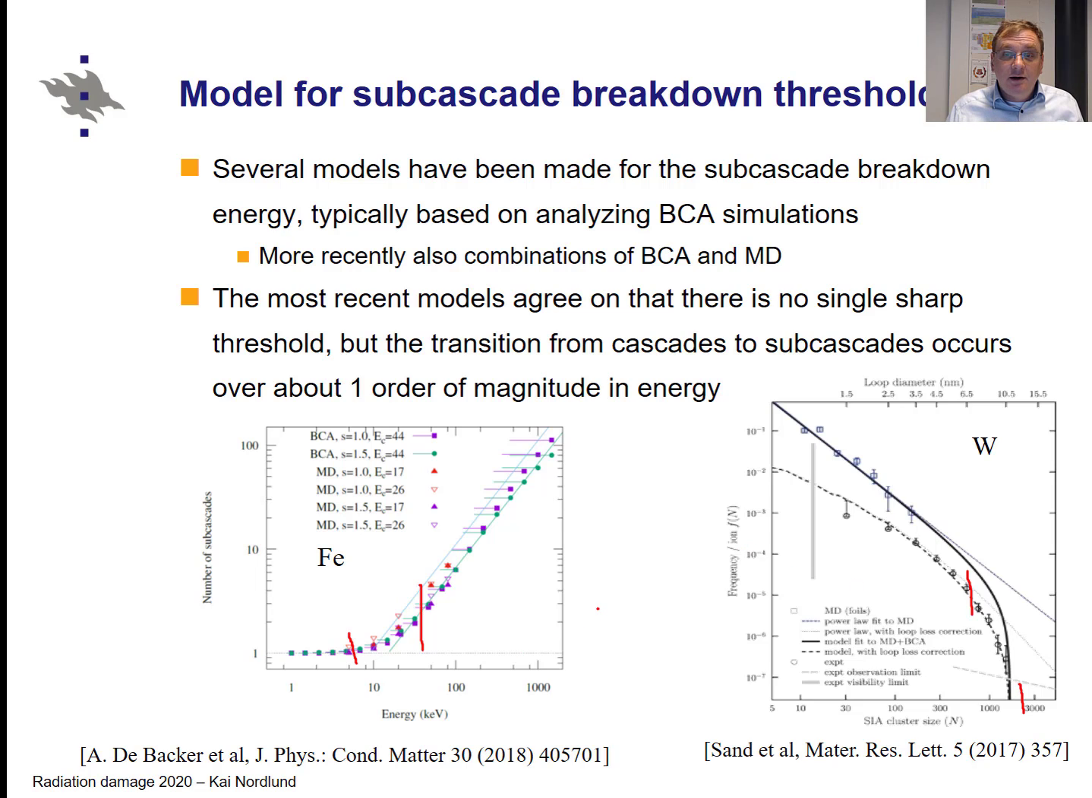So the key thing to keep in mind about subcascades is that subcascades definitely exist at very high energies, but there is no single energy where a cascade splits into subcascades, because everything is anyway stochastic, but there is an energy regime where you go over from a single cascade regime at low energies into many different subcascades at high energies.